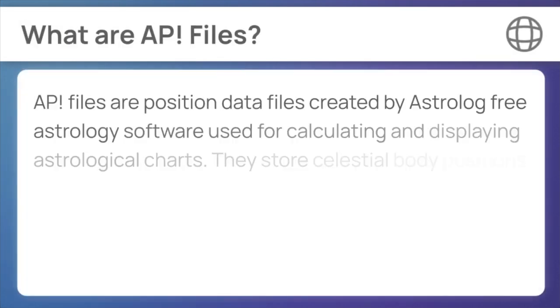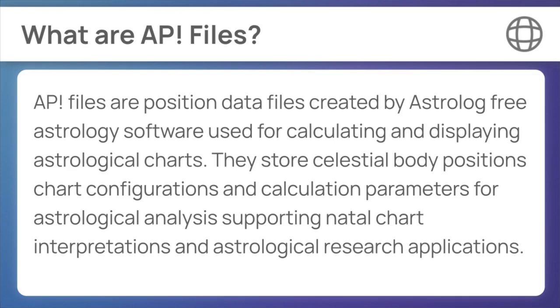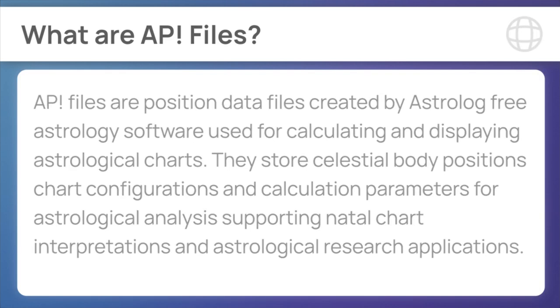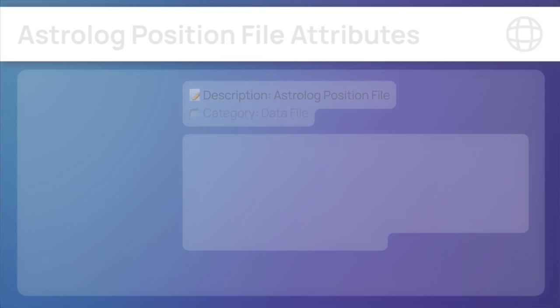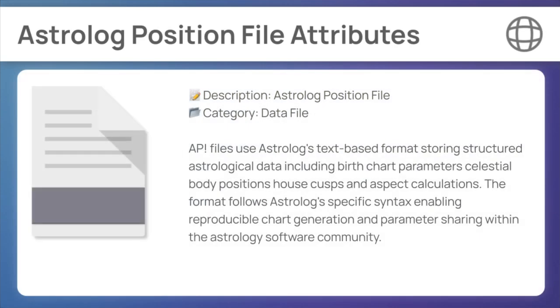AP files are position data files created by Astrolog, free astrology software used for calculating and displaying astrological charts. They store celestial body positions, chart configurations, and calculation parameters for astrological analysis, supporting natal chart interpretations and astrological research applications. AP files use Astrolog's text-based format, storing structured astrological data, including birth chart parameters, celestial body positions, house cusps, and aspect calculations. The format follows Astrolog's specific syntax, enabling reproducible chart generation and parameter sharing within the astrology software community.